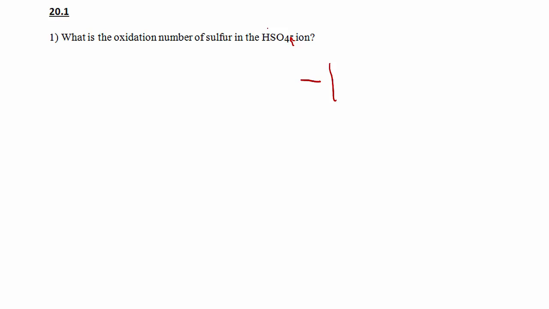Well, we look up what's the charge of hydrogen. Since it's listed first, it's going to be +1. So we know that there's a +1. S we don't know. And oxygen, each oxygen is -2 because that's the only possible charge for oxygen. And there's 4 of them, so that tells us there's a -8. So we know that +1 plus sulfur minus 8 has to equal -1.